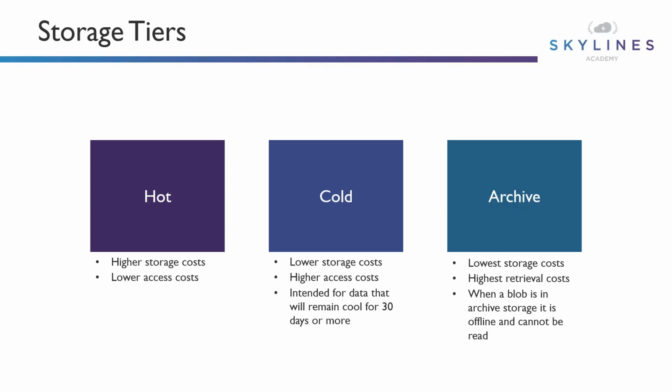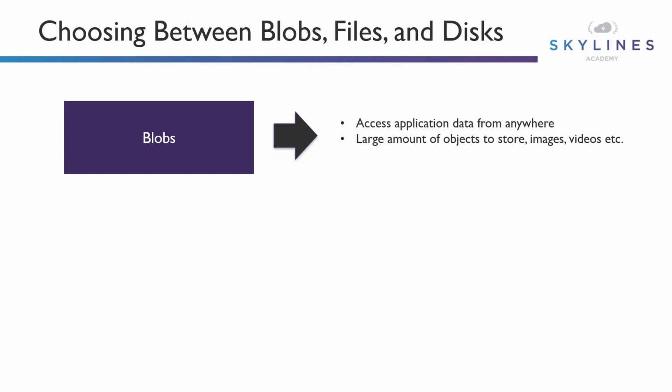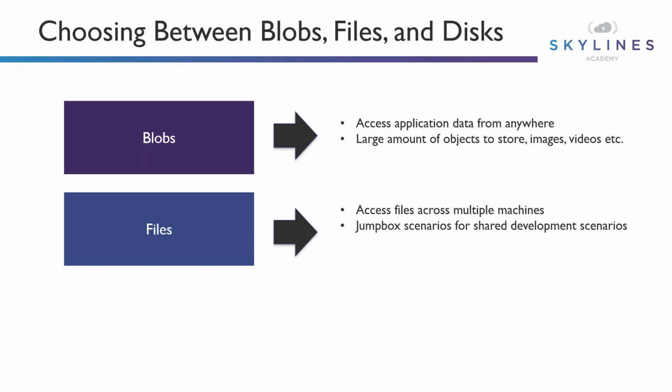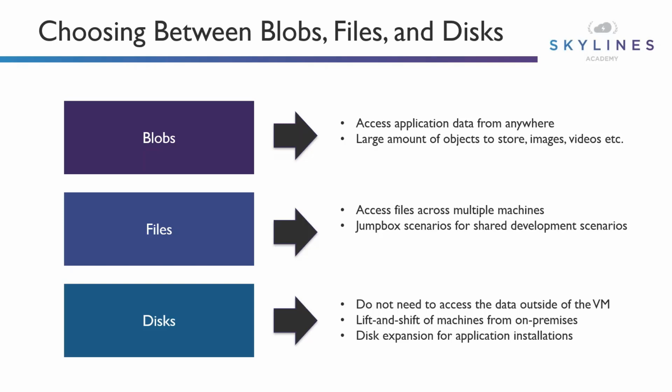So recapping again, if anyone's gotten lost between blobs, files, and disks: blobs, access application data from anywhere, large amounts of objects to store, images, videos. I'm kind of hitting this over and over. Files, you can access files across multiple machines, jump box scenarios, things like that. And then disks, this is more for your VMs, where you do not need to access the data outside of the VM. Lift and shift of machines from on-premises, disk expansion, that's where you're ultimately going to use disks.